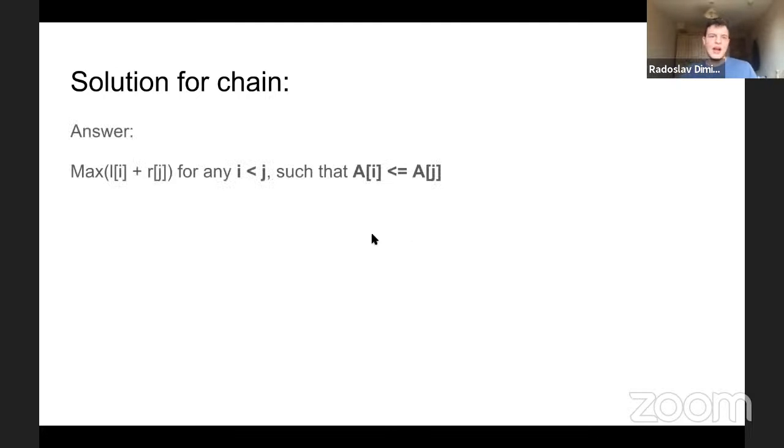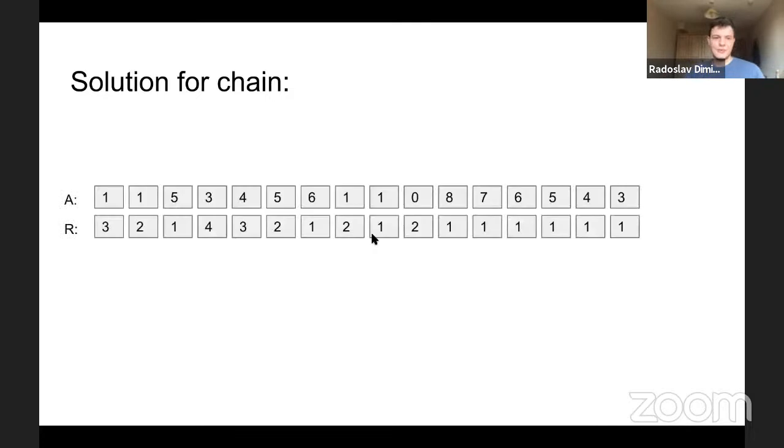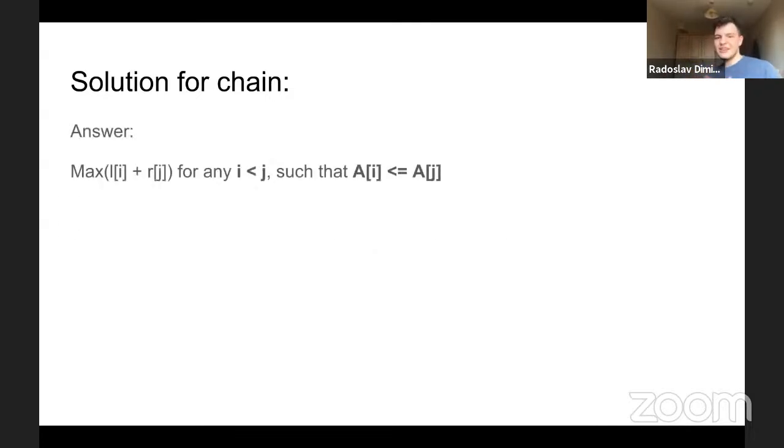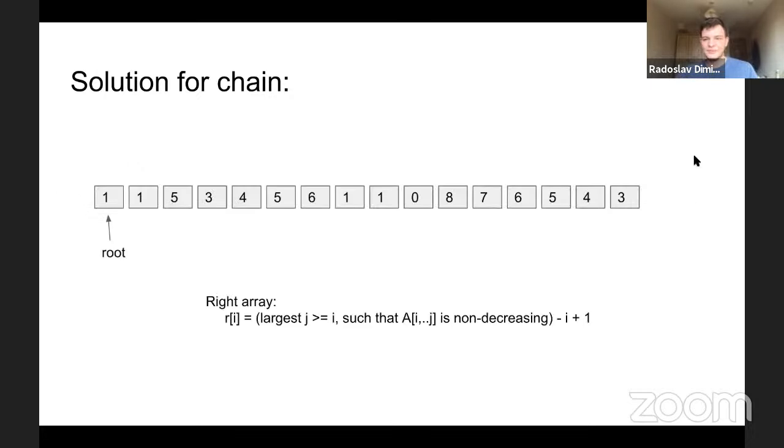After that, how can we find the answer? You can convince yourself, and I'm going to explain it in more detail, that the answer will be the maximum of left i plus right j for any i and j such that i is less than j, such that a_i is less than or equal to a_j. This may look kind of confusing, so I'm going to explain it again on this sample.